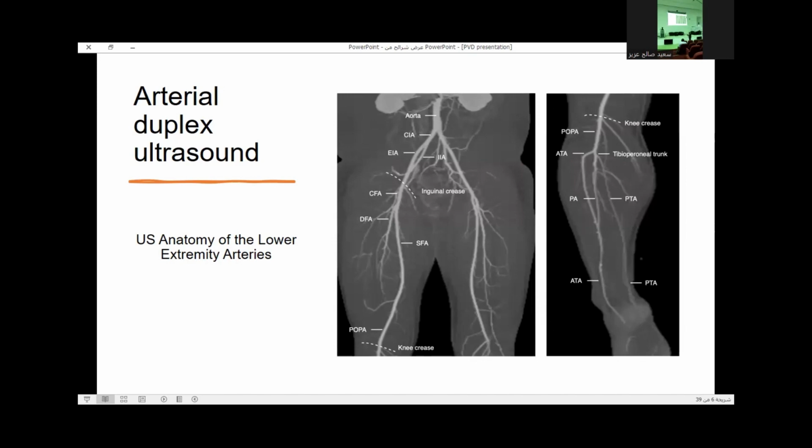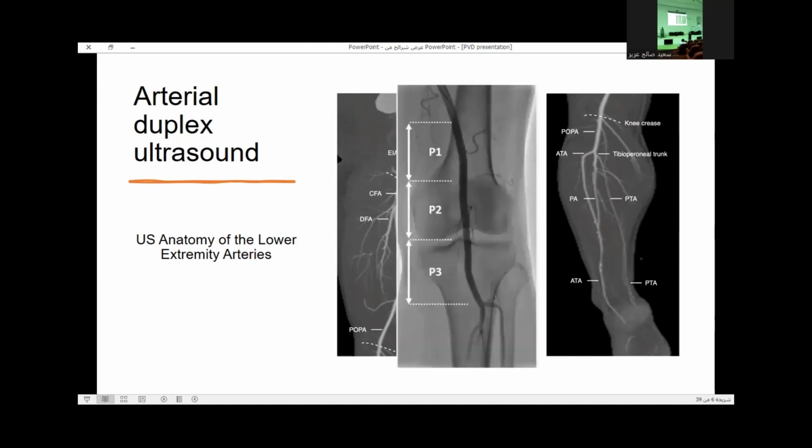Then the superficial femoral artery continues to the popliteal artery at the site of the adductor canal, which is difficult to assess in this area, especially in obese patients. So for evaluation of such an artery, they divide it into 3 segments.